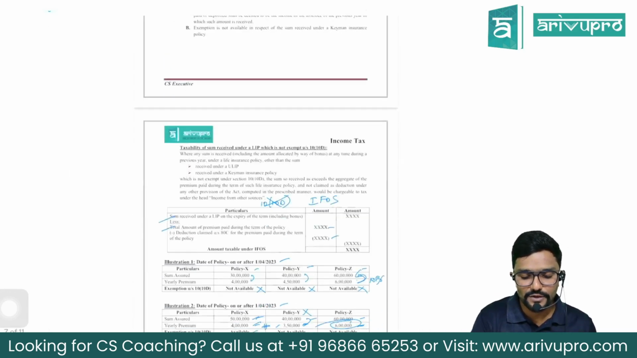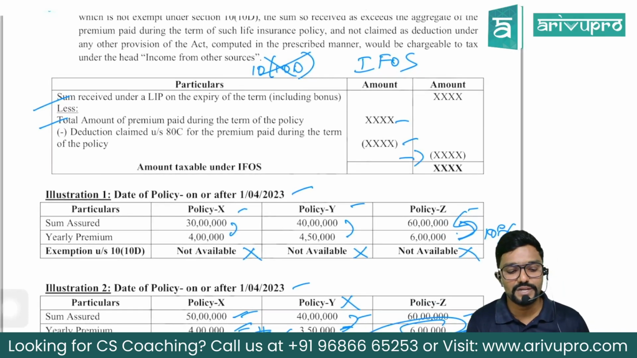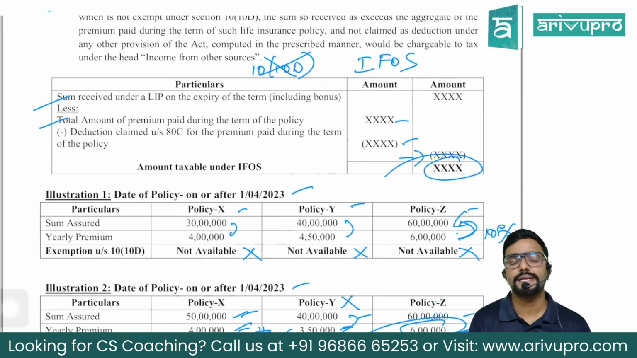Yes, that much you have to reduce. The remaining amount you will take to the outer column. Clear? The balance would be taxable, guys.